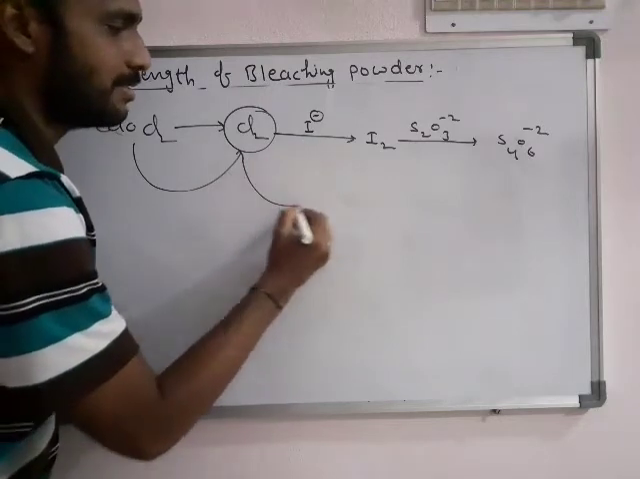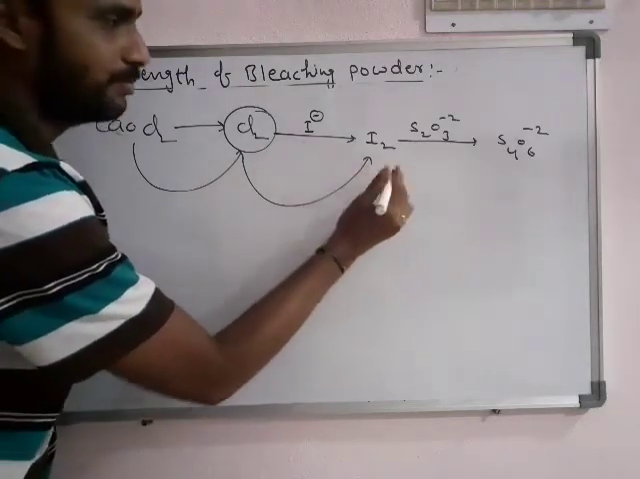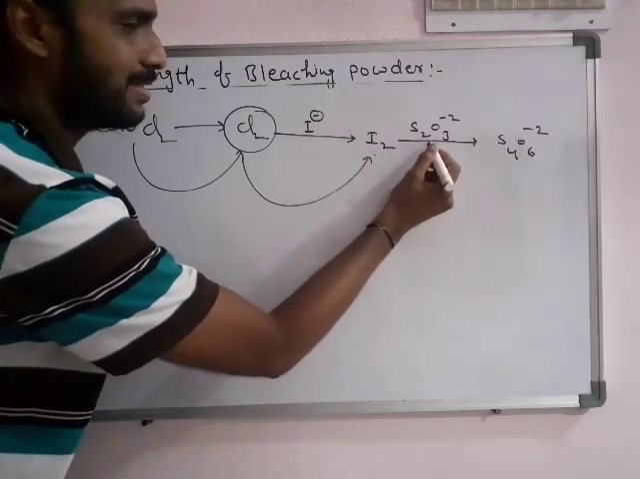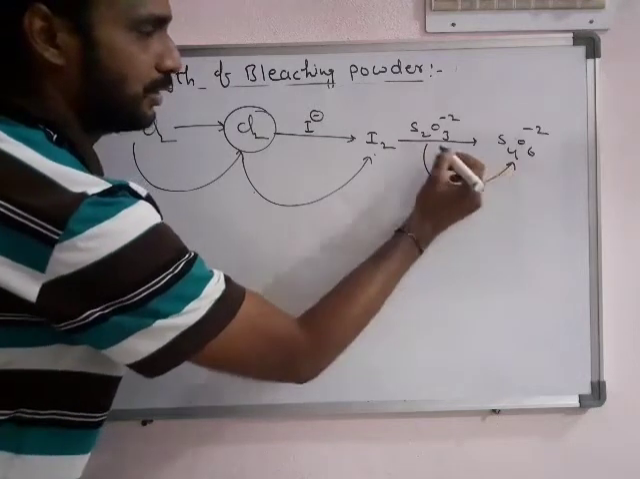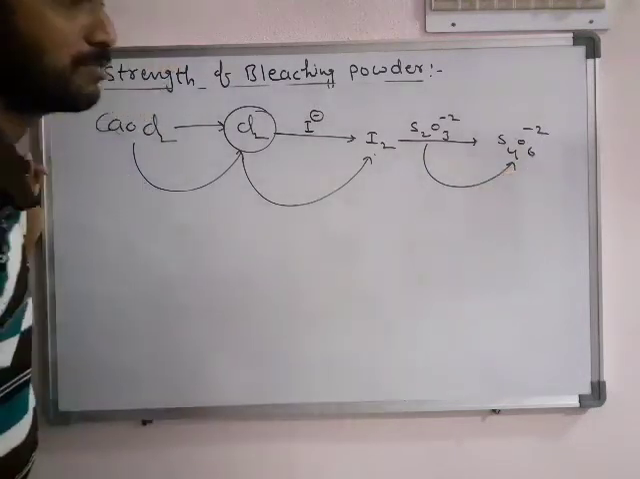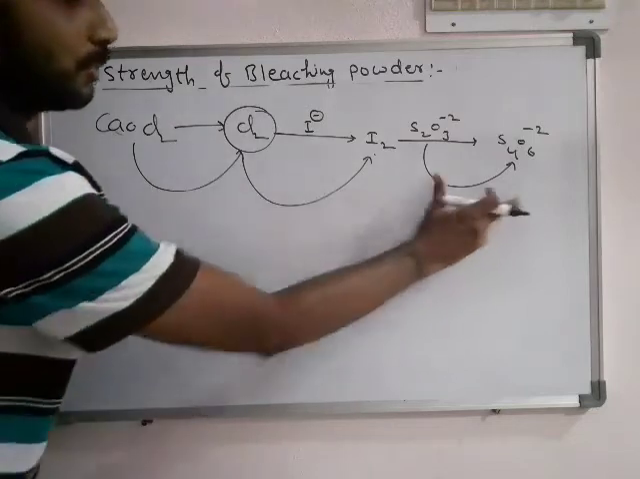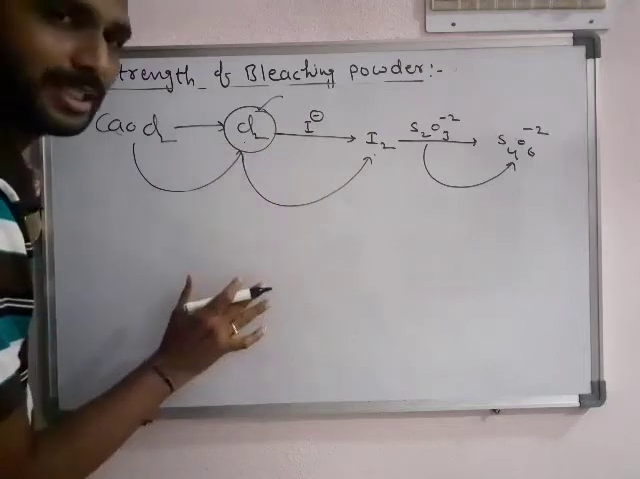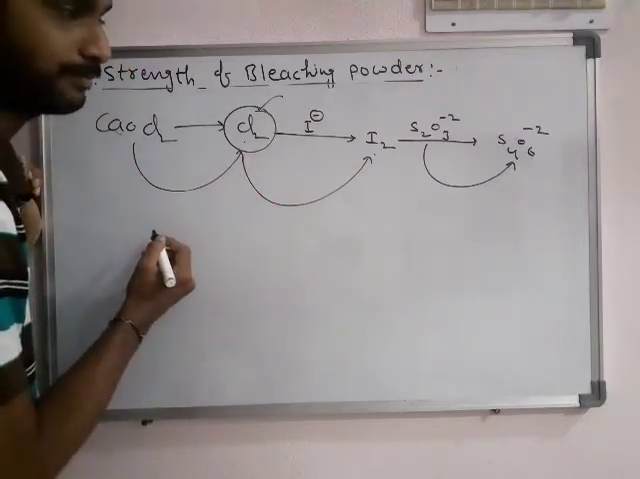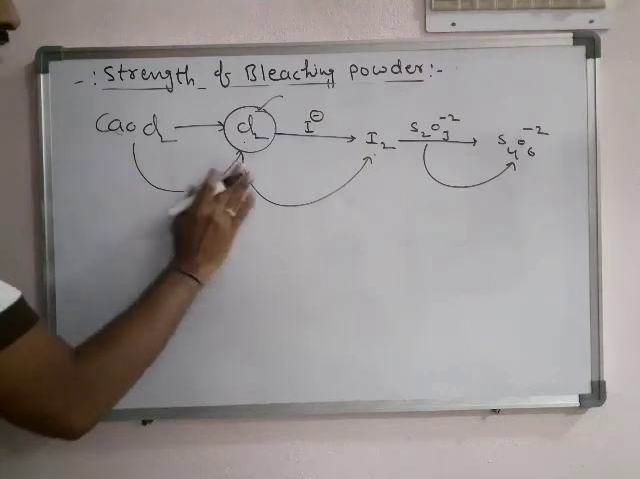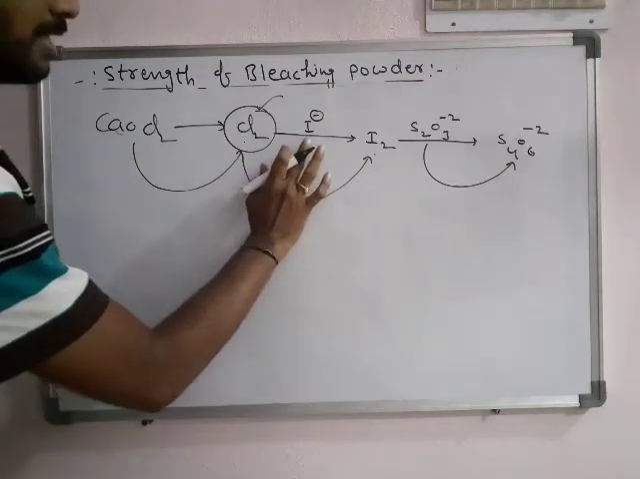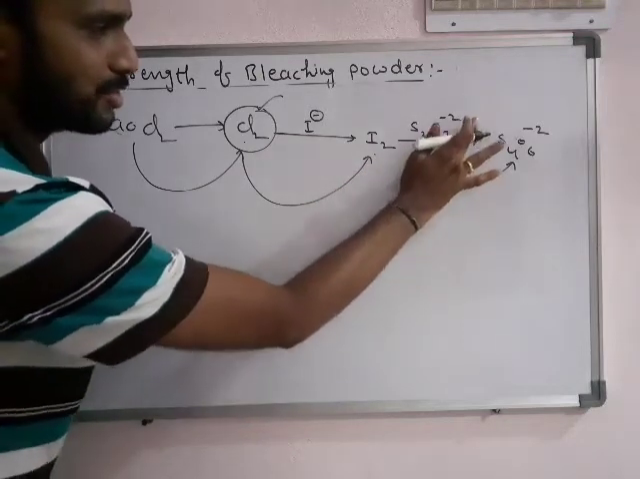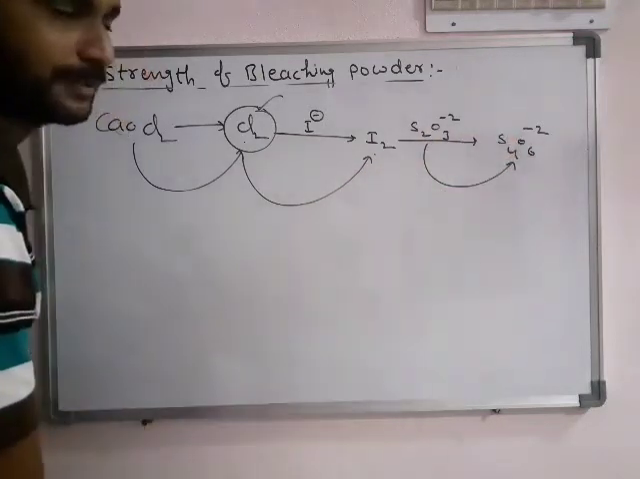Chlorine oxidizes iodide into I2, and I2 by reacting with S2O3 minus 2 converts S2O3 minus 2 into S4O6 minus 2. So the total reactions are useful to identify the released chlorine, nothing but the available chlorine from this bleaching powder. Bleaching powder releases chlorine; chlorine reacts with the iodide and makes it iodine; the iodine reacts with S2O3 minus 2 and S4O6 minus 2 is formed.